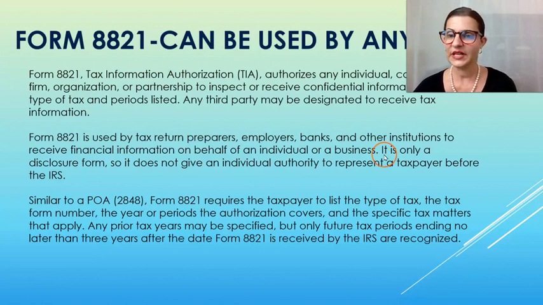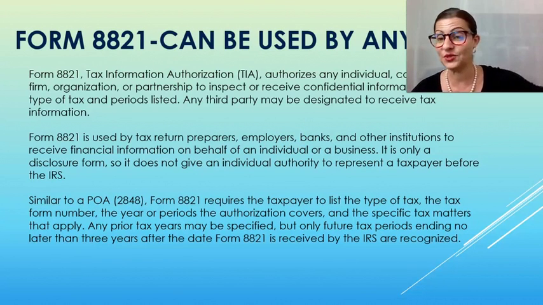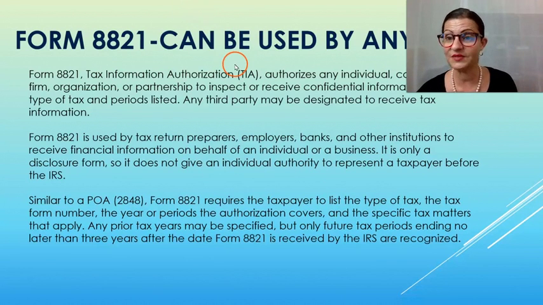Now, the 8821 is only a disclosure form, so that's all it can be used for. You can't use this form to advocate for the taxpayer in any way. You can only request information using this form, like request transcripts or request prior year wage and income statements, like W-2s from 2 years ago or 3 years ago, that sort of thing. You can use the 8821 for that.